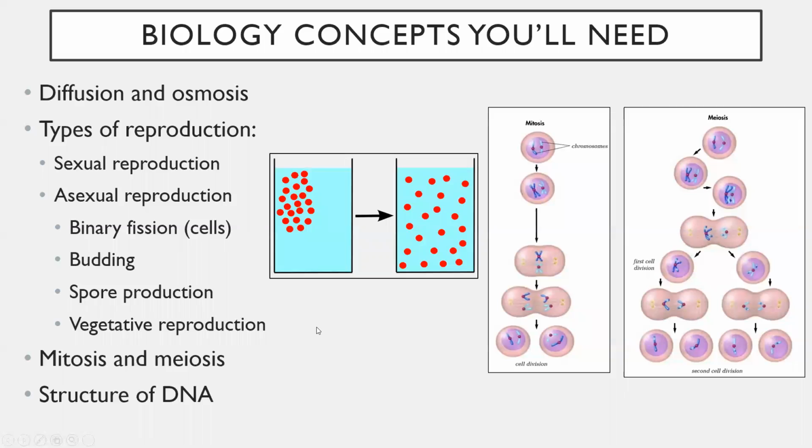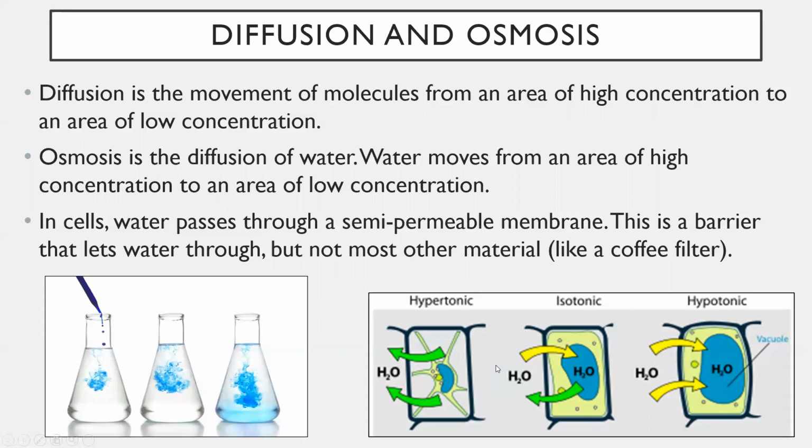All right, so the concepts that we're going to need are the concepts of diffusion and osmosis, which we'll go over today. We'll also need to understand just some basics behind the different types of reproduction. That includes sexual reproduction and asexual reproduction. And remember, asexual reproduction is broken down into 4 different types. You just need to know the basics behind it. More important than that, though, you need to know mitosis and meiosis, as well as the structure of DNA. So again, not as much content as you need for chemistry, but still very important nonetheless. Let's get going. All right, so diffusion and osmosis.